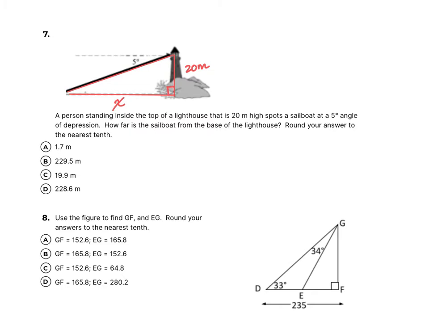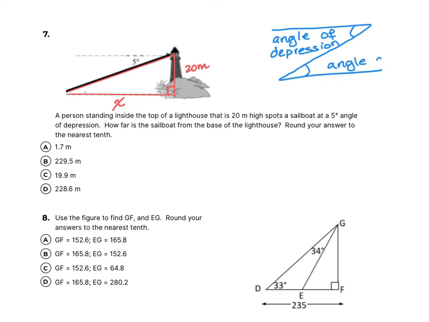Now keep in mind that whenever you have a Z, those angles are going to be equal to each other. We call this the angle of depression. So it's the angle formed with the horizontal looking down. And this angle is going to be the angle of elevation. So it's the angle formed with the horizontal looking up. They are equal to each other, so I have this to be 5 degrees.